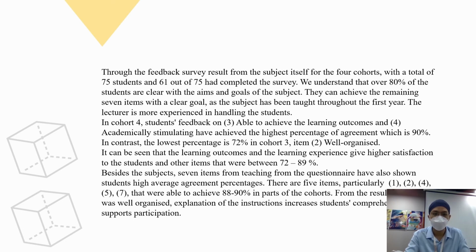Through the feedback results, we found that there are 75 students and 61 out of 75 completed the survey across 4 cohorts. We understand that over 80% of the students are clear with the aims and goals of the subject. They can achieve the remaining 7 items with a clear goal. There are 5 items, particularly 1, 2, 4, 5, and 7, that achieved 88 to 90%, as you can see in Table 1. From the results, students mentioned that this is very comprehensive and it also supports participation.